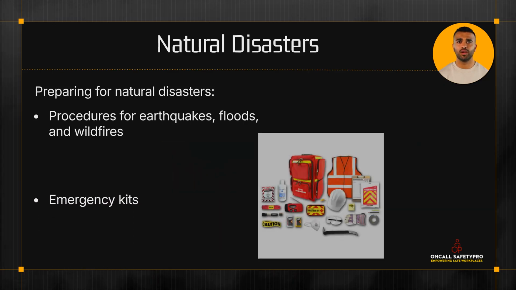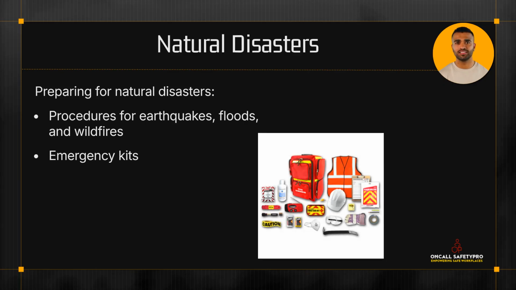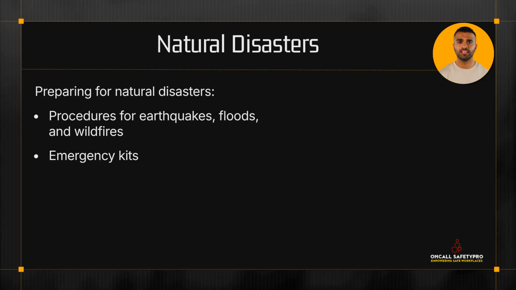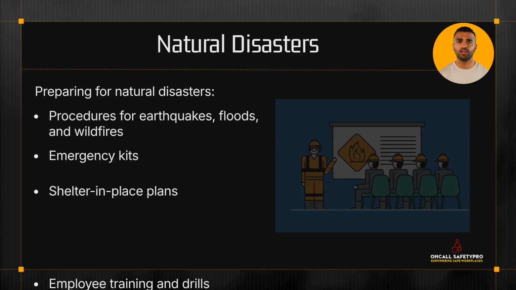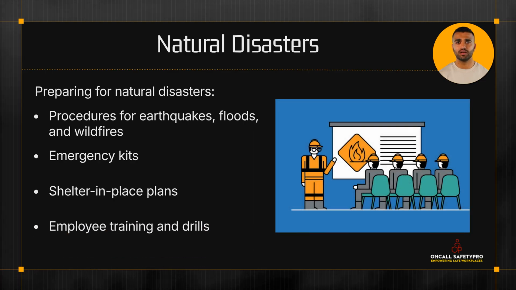Have emergency kits ready and easily accessible. Stock them with basics like water, food, flashlights, and first aid. Establish shelter-in-place plans to help protect employees when evacuation isn't safe. Provide all employees with training on emergency plans and build their confidence through regular drills.